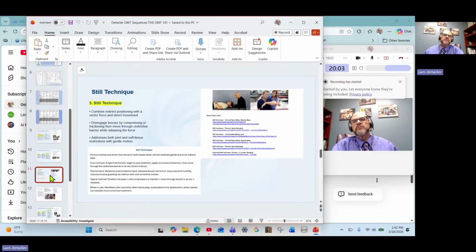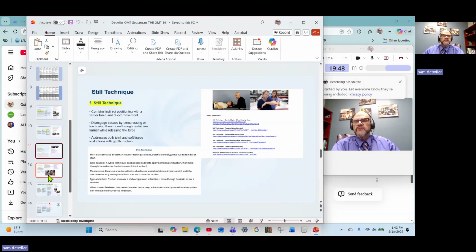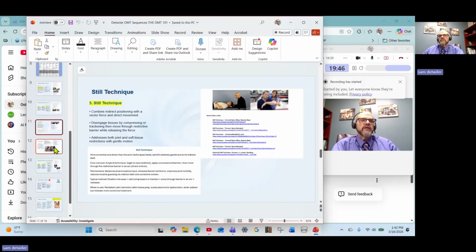Next on the continuum, you would move on to still technique. Again, this is basically the exact same thing as facilitated positional release, but you add a range of motion and engage the restrictive barrier while you're holding that compressive force. We'll demonstrate that here in 1 second.